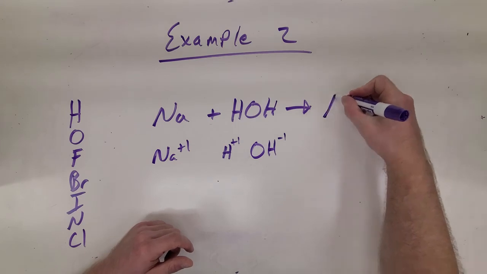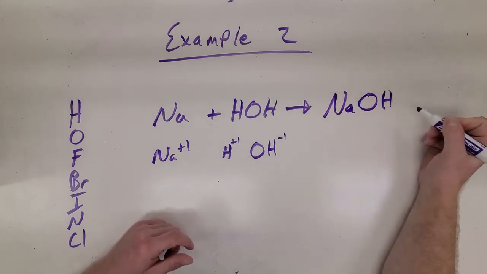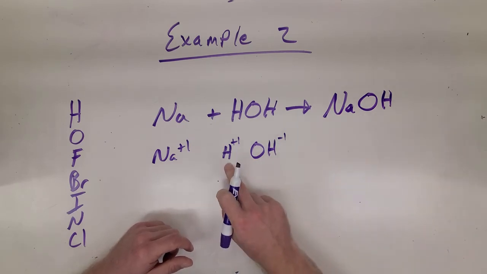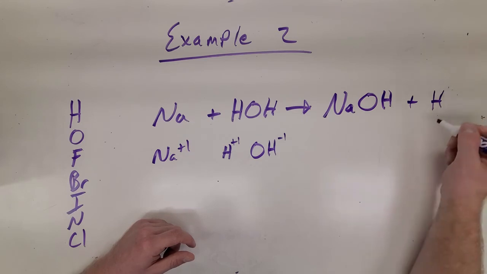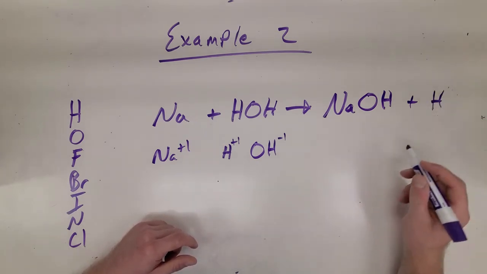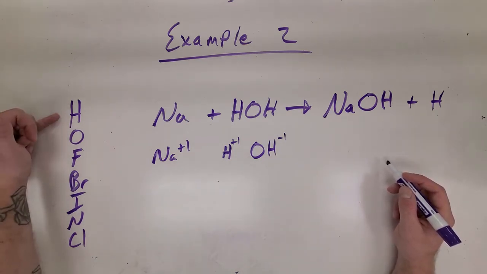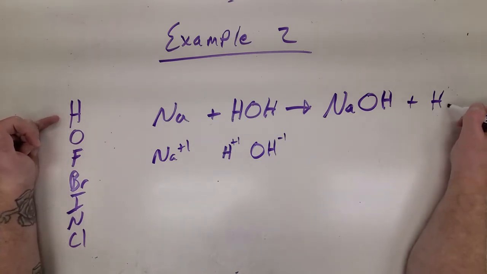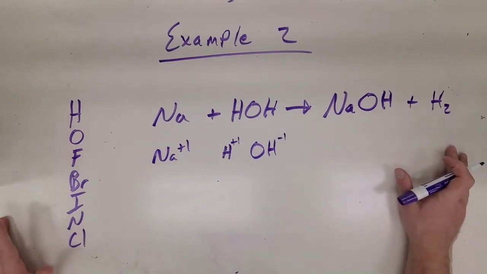So we'll rewrite that over here. NaOH. And then hydrogen is left by itself, so we'll just go plus H over here. Since this item's by itself, we're going to take a look at the Hofbrinkel list to see if it falls under that list, and it does. It's the first one right there. So we'll put a 2 after it. If it wasn't in this list, we would just leave it as it was.